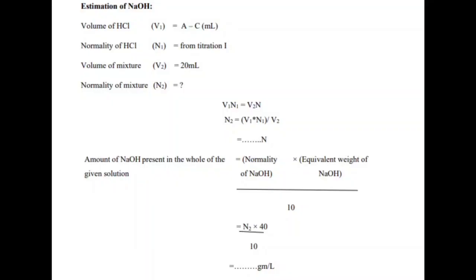The normality of HCl is found out from the titration 1. And the volume of the given mixture is what we pipetted out, about 20 ml. Then, using the formula V1N1 equal to V2N2, we will finally find the normality of the given mixture. Now, there comes another formula which actually helps in finding out the amount of NaOH present in the whole of a given solution, which is normality of NaOH into equivalent weight of NaOH divided by 10. That is N2 into 40 by 10, where N2 represents the normality of NaOH which we found out earlier.